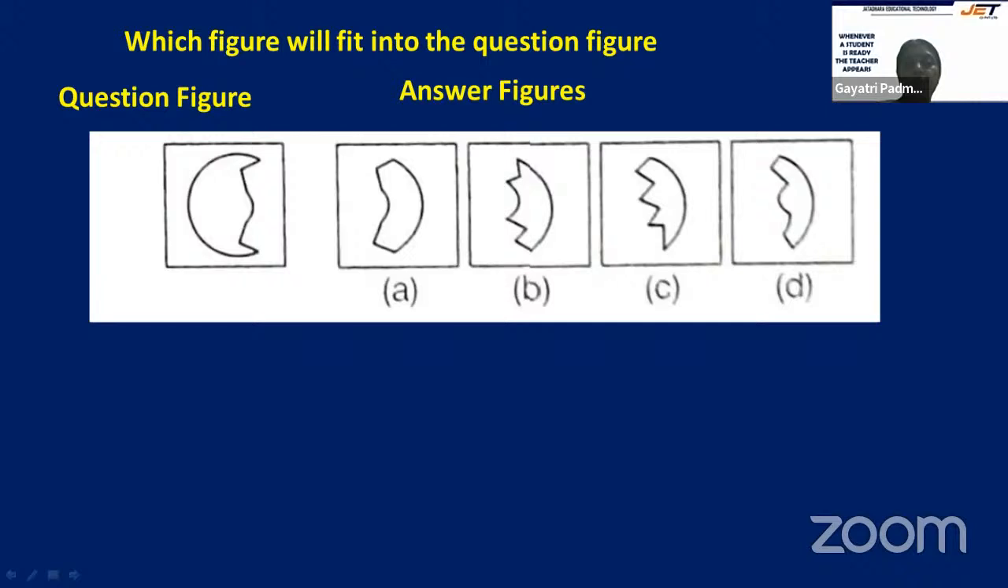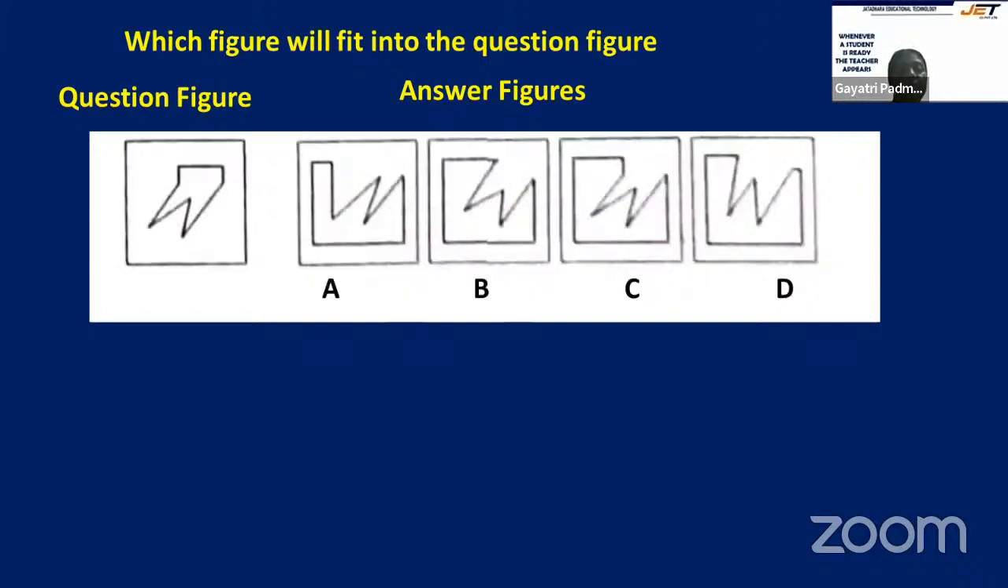I'm sure by now you would have chosen the correct answer. Should it be A, B, C, or D? Let's see the answer. It is option A. Definitely B, C, D would not fit into the shapes, which would make a circle. All right. See the next question.